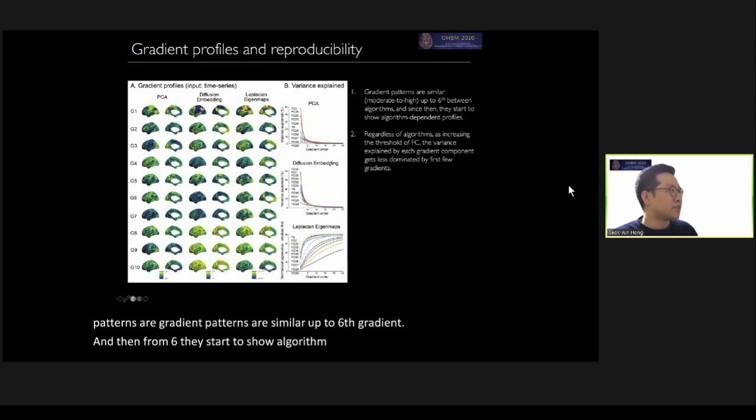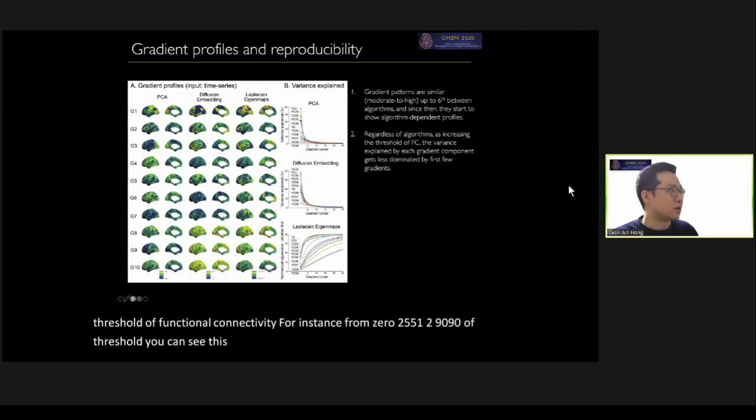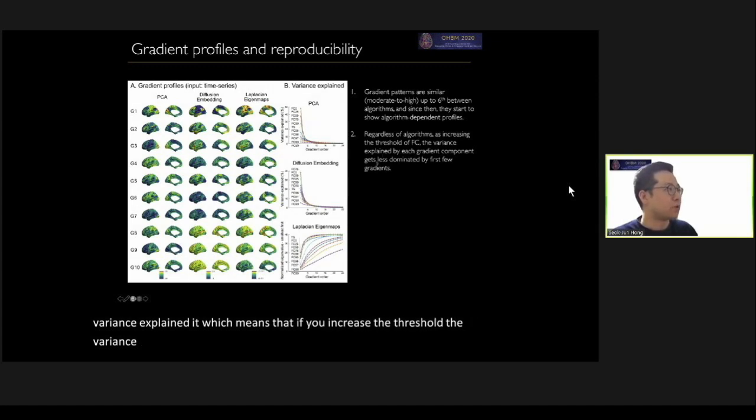Now if you see this graph, regardless of algorithm, if you increase the threshold of functional connectivity, for instance from 0, 25, 50, up to 90% threshold, you can see the curve gets flattened out. This shows the variance explained, which means that if you increase the threshold, the variance explained by each gradient component is less dominated by the first few gradients.